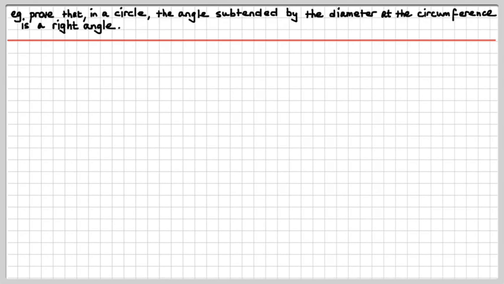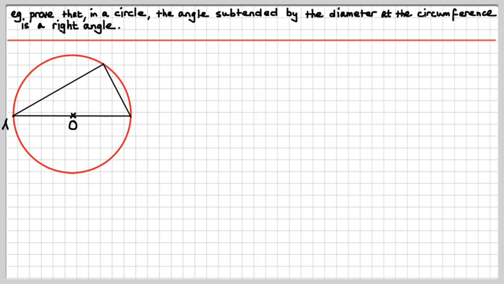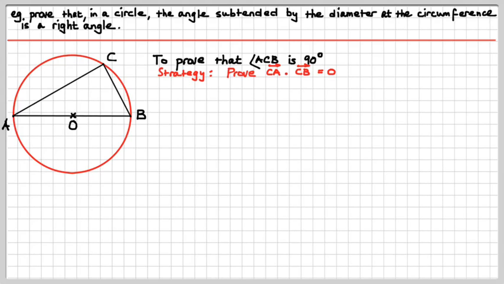Now, we have to prove that in a circle, the angle subtended by the diameter at the circumference is a right angle. Well, a mighty fine proof too. Here's our little diagram, and we're going to prove that angle ACB is 90 degrees. Well, it's pretty easy to prove, actually. Here's our strategy. What I'm going to try and do is prove that vector CA dotted with vector CB is 0. That's how you prove 90 degrees in any vector proof.